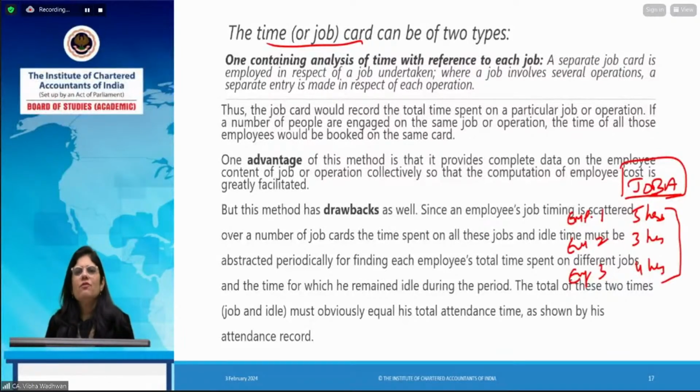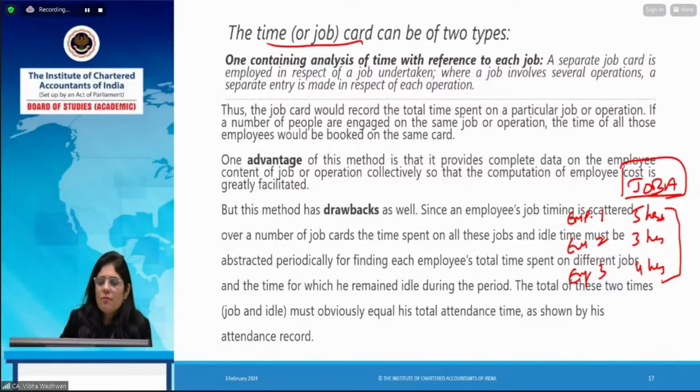But again, as I explained, direct labor cost we will get from this job card. But the share of the supervisor salary on this job will be apportioned on a different basis later on. That will be done by the cost accounting department. But at least direct labor cost we will be able to get from the job card. All right.